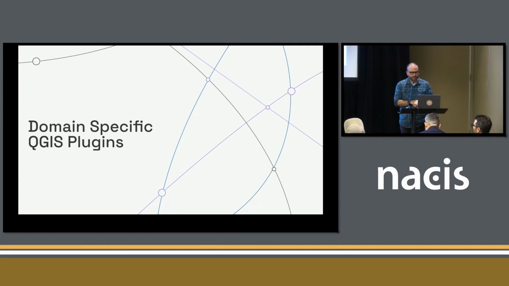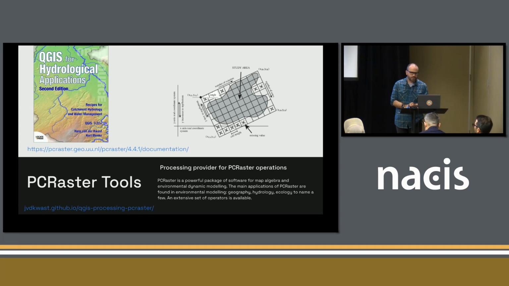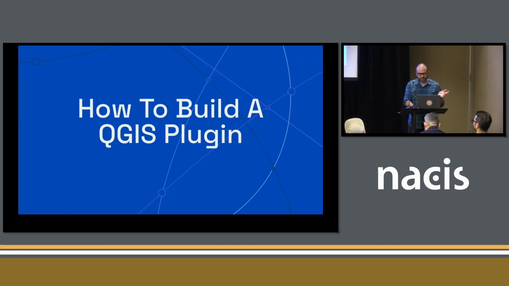And then this idea of domain-specific plugins. If anyone's read the QGIS for Hydrological Applications book from Locate Press, they use the PCRaster tools in this for doing lots of watershed analysis and things like this that are useful beyond just hydrology, but I think largely ecosystem modeling in general is how I think about that one. So that was just to look at a few plugins from the ecosystem. There are, I want to say hundreds at least, maybe thousands, I'm not sure.